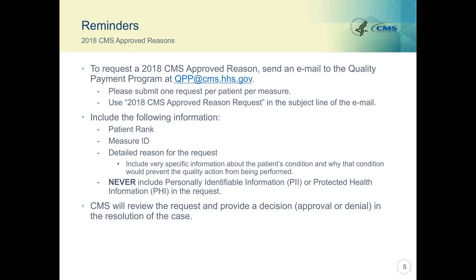This is another reminder slide also about the CMS-approved reason, and this just reviews the specific information that submitters must include when putting in a CMS-approved reason request. Remember to never include personally identifiable information or protected health information in the request.